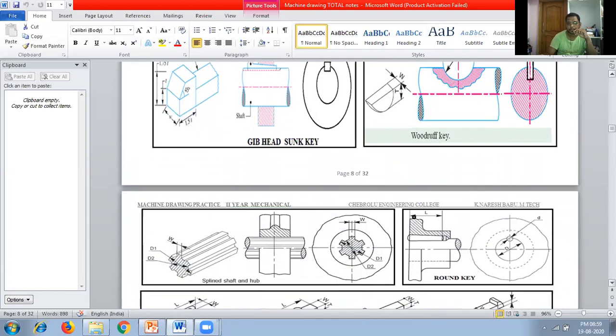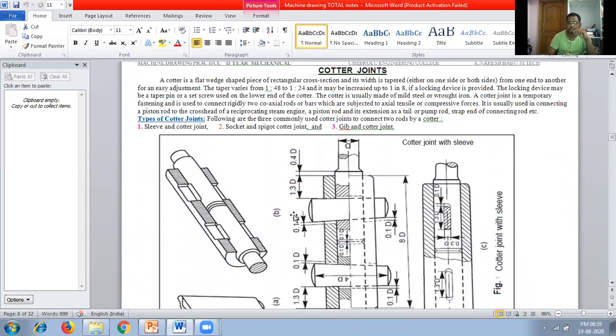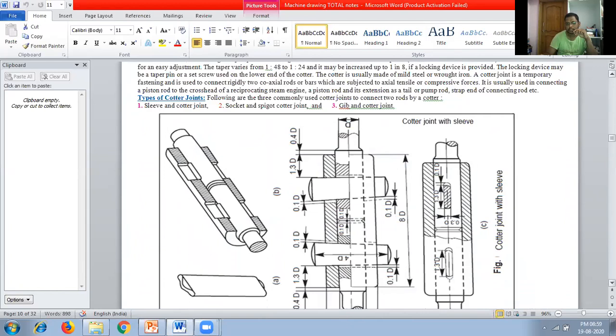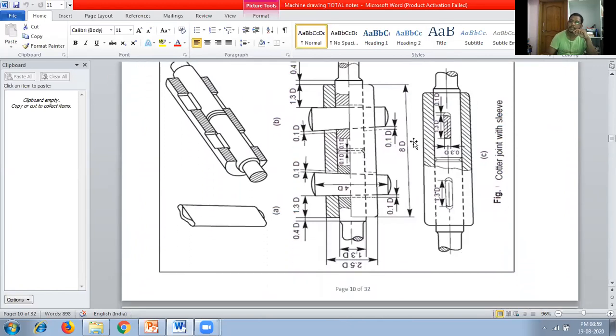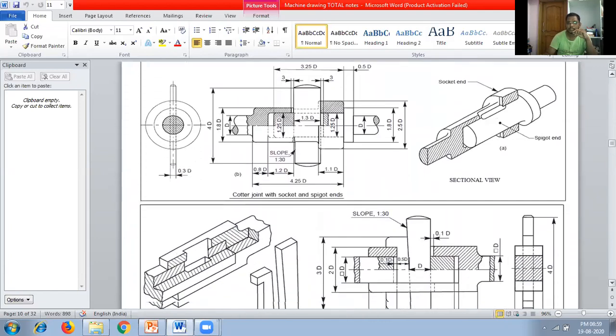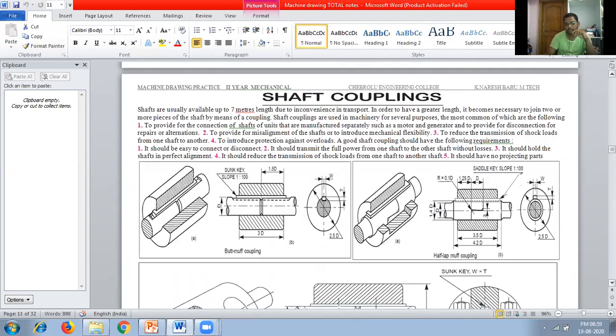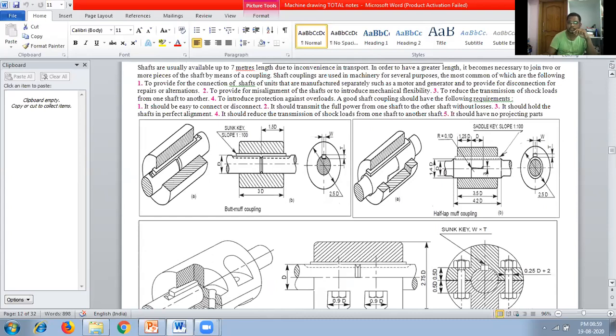This is sheet number 3. Now this is another topic, that is cotter joints. These are also used in mechanical machine components. These cotter joints are used to join two or more shafts. These are the cotter joints. Now another topic is very important. This one is shaft coupling. Shaft couplings are also used to connect or join two or more shafts.